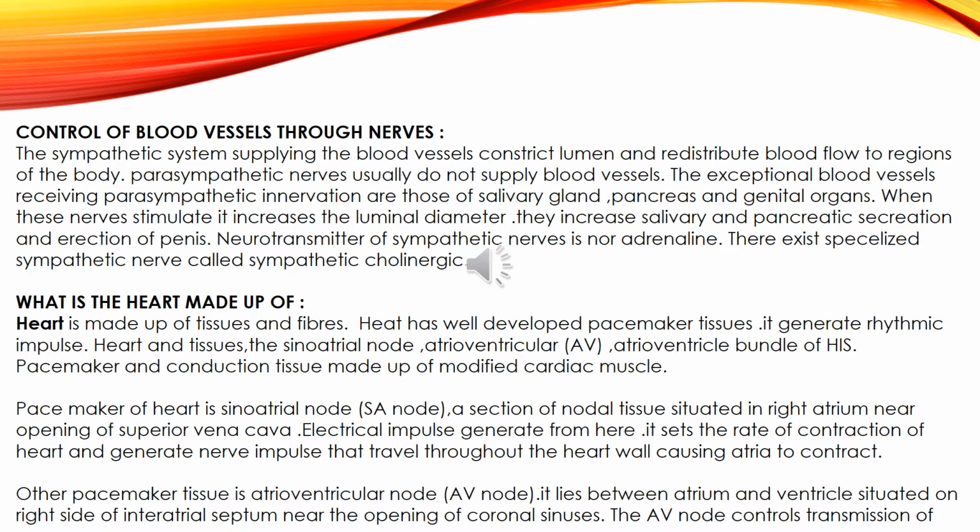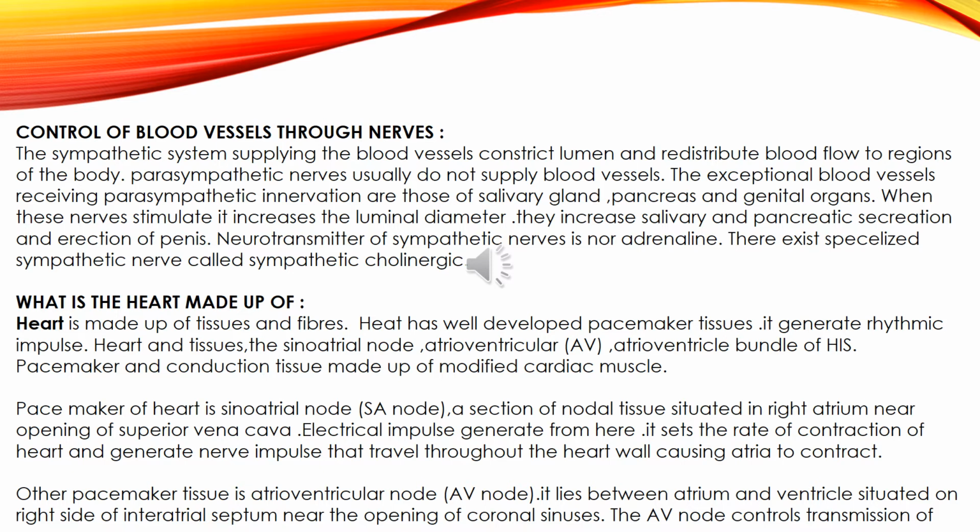What is the heart made up of? Heart is made up of tissues and fibers. Heart has well-developed pacemaker tissues. It generates rhythmic impulses. Rhythmic means it's a musical impulse. The heart has the sinoatrial node, atrioventricular node, atrioventricular bundle of His, pacemaker and conduction tissues, made up of modified cardiac muscle.